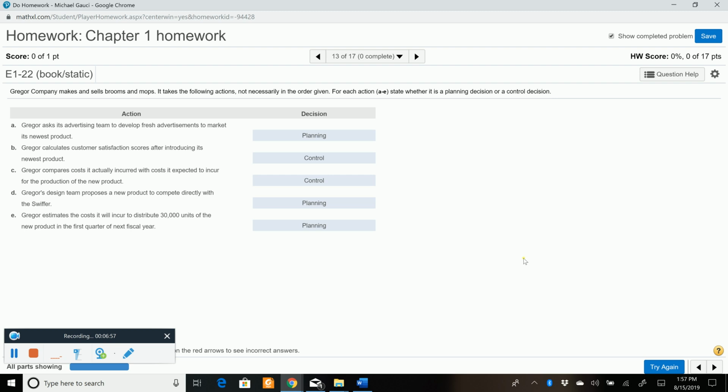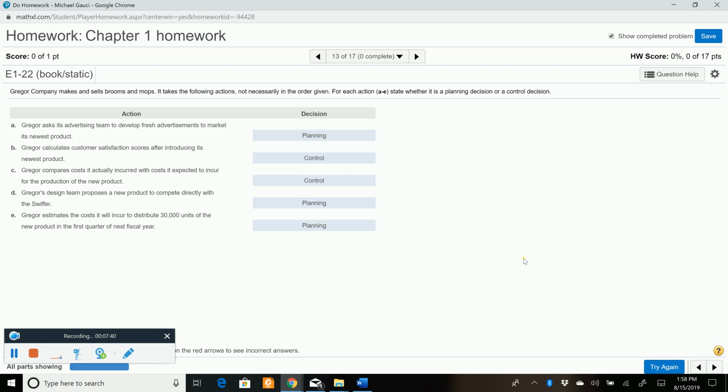Gregor compares costs it actually incurred with costs it expected to incur for the production of the new product. Well, this is an action that we cannot take until after production occurs, where we're comparing actual costs to budgeted or planned costs. This is a control. This is an evaluation after the fact. Letter D. Gregor's design team proposes a new product to compete directly with the Swiffer. So we're still in the design phase here. We haven't mass produced. We haven't sold and distributed to customers yet. So this is a planning decision.